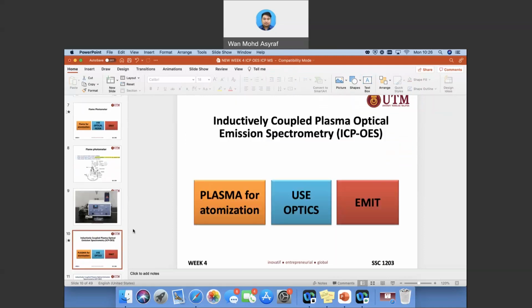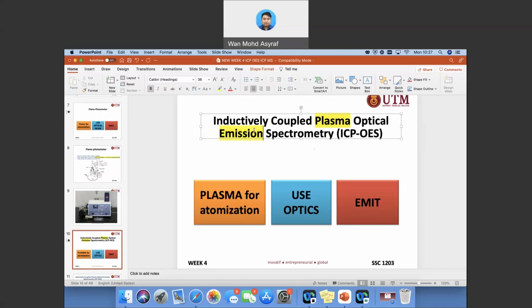All right. So now we are going to look at inductively coupled plasma optical emission spectrometry. It is quite a mouthful, but don't worry. So basically, what you need to know here, there are two keywords inside this, which is the first one is plasma, and the second one is, as what we have learned before, emission. So now you need to know plasma and how it emits.